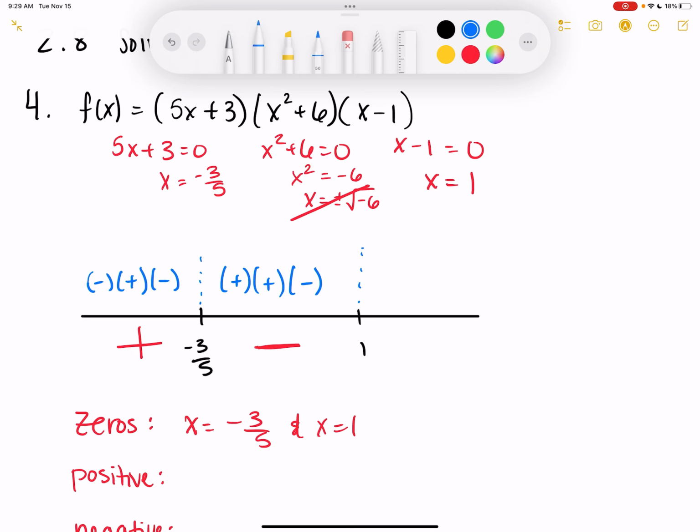Then the last one, I need something bigger than 1, so I'm going to go with 2. So the first one is going to be positive because there would be no negative signs in it. Second one is going to be positive because there's no negative signs. And the last one, 2 minus 1 is positive. So that whole region is positive.